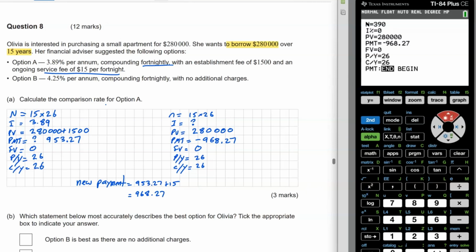Again, you don't have to zero it off. I just do that first. So we've got 4.20% comparison rate.